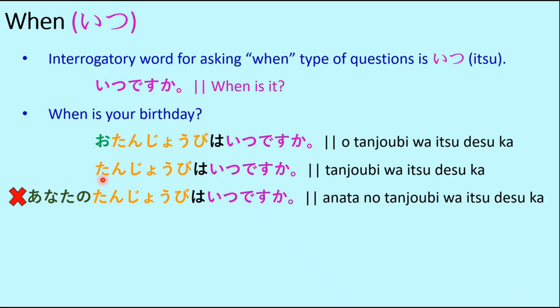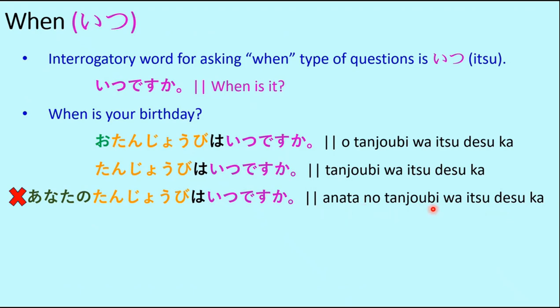Anata no tanjobi wa itsu desu ka? So from a grammatical point of view, it appears that anata no tanjobi wa itsu desu ka is the most appropriate one, because anata no means "your". Since the question is "when is your birthday", the translation of this question will be anata no tanjobi wa itsu desu ka? When is your birthday?